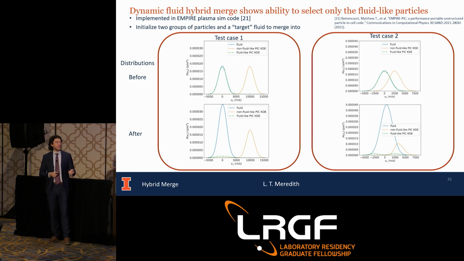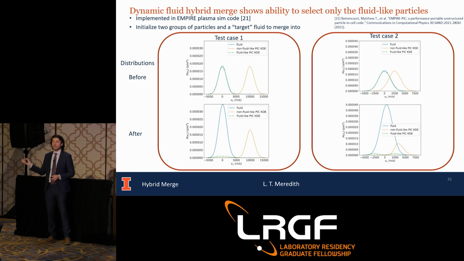I've illustrated the two particle populations in different colors, green and orange here, but hybrid merge can't distinguish between the two. Basically, all it sees is just a list of velocities, so this is just for illustration purposes. Before applying hybrid merge, the fluid distribution sits right on top of that particle distribution, and afterward, hybrid merge elects only to merge in particles from the particle distribution that sits right on top of it. It does that pretty well. It merges nearly all of the particles, with just a small number remaining.